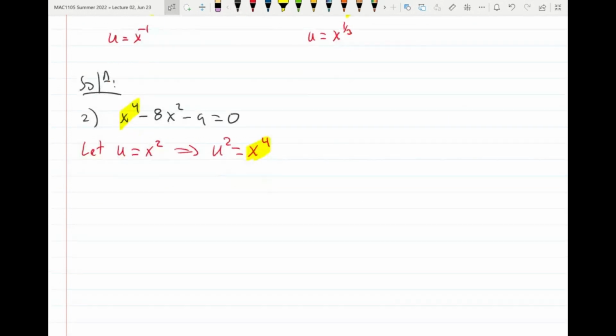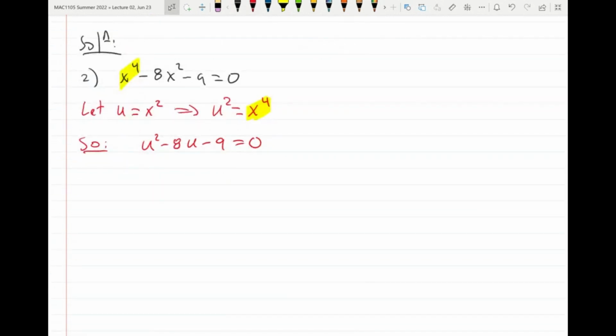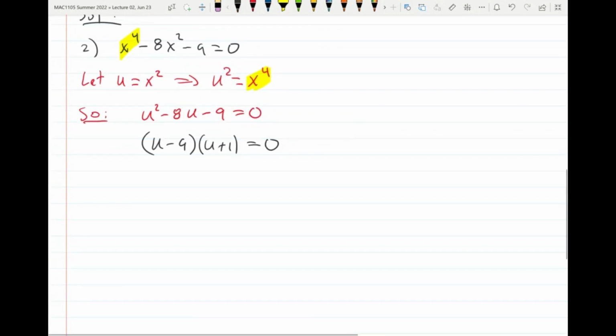Who can tell me what's the new equation that we obtained after we made the substitution? u squared minus 8u minus 9 equals 0. Do you understand this? And now solve this as usual. We already know how to solve any quadratic equation. So this is u minus 9 times u plus 1, so that means u is equal to 9, or u is equal to negative 1.